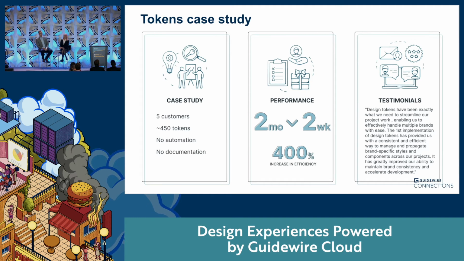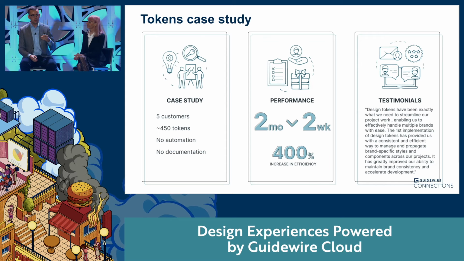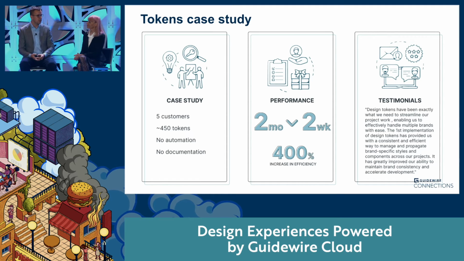So we did a case study. We used tokens with customer projects to see how powerful they are. In this case study, we did not have automation, not even documentation, because this was just a proof of concept. And the performance measure here is nothing else than design to development handoff time. The results were amazing. We were able to decrease the handoff time from 2 months to 2 weeks. So that connection and the discussion between designers and developers can be quicker. A 400% increase in efficiency is a big change just by using design tokens, and that showed us big potential in design tokens in the future.